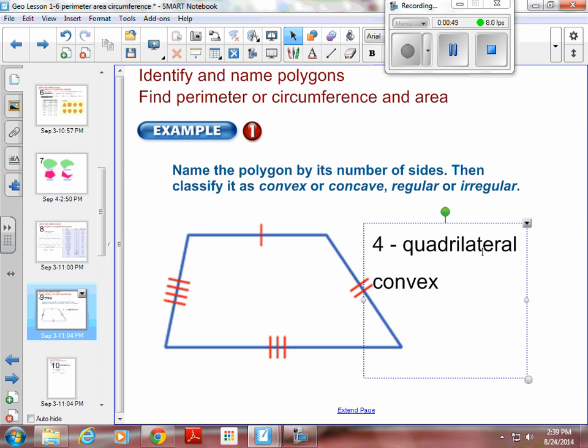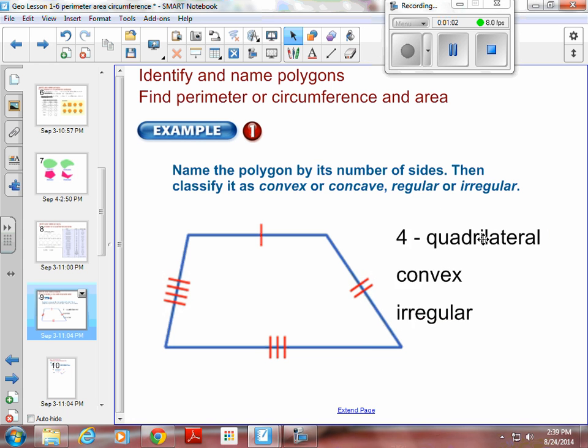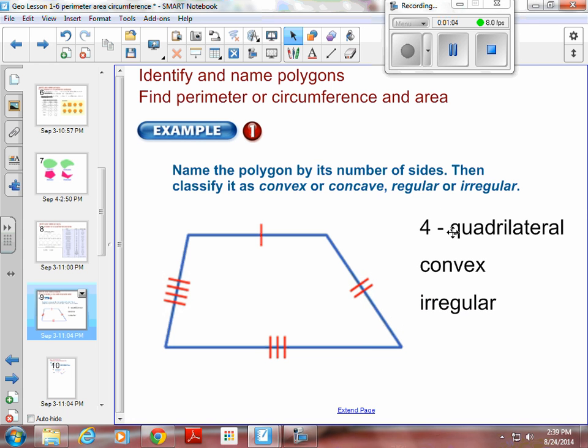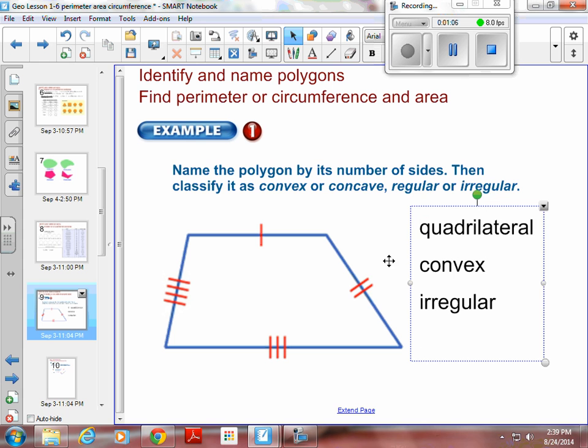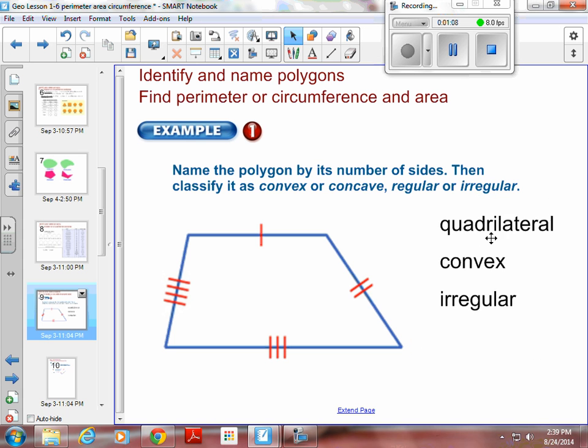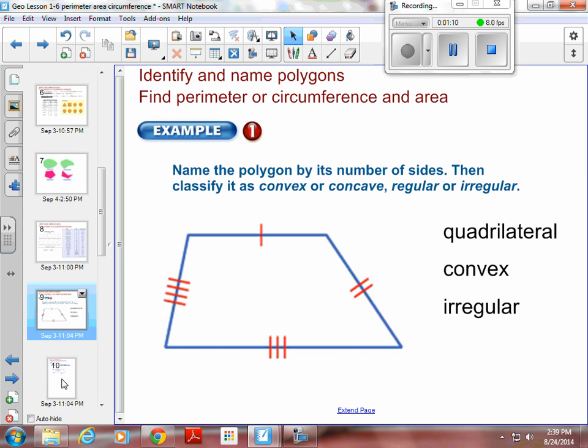And the last part, regular or irregular. Regular means all the sides are the same length. And you can tell by looking at this, these definitely do not have the same length sides, so this is irregular. So it is a quadrilateral, it is convex, and it is irregular. Those are the 3 answers that you're going to need for this one. Let's look at another shape.